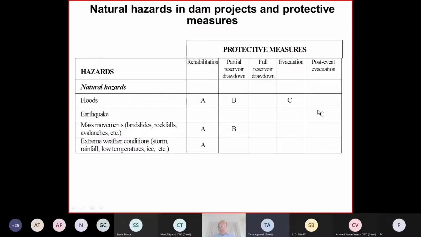In the earthquake, basically, we cannot do the prediction. So this is a kind of an overview. Of course, there are some cases in between which are also possible to some extent for different projects. So this is just a kind of a guideline. This is not an absolute scheme, but it shows you what kind of measures are most likely applicable to these different types of natural hazards.